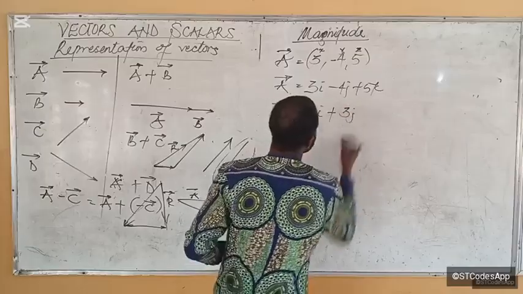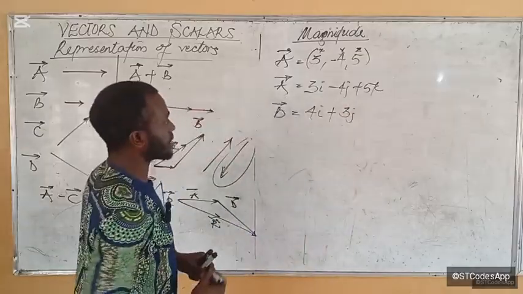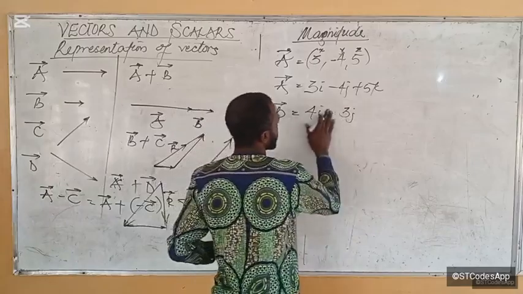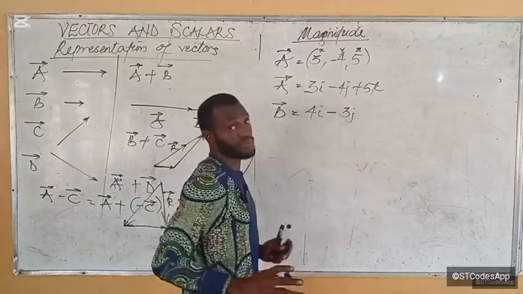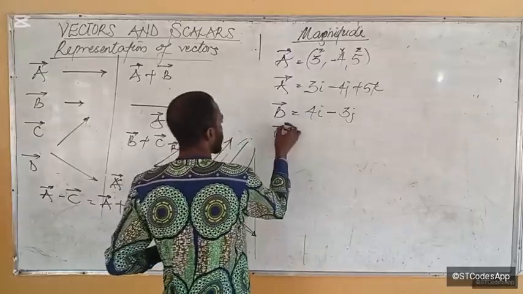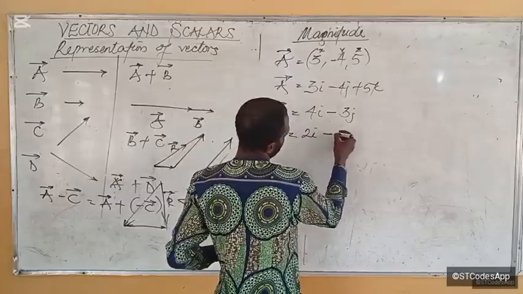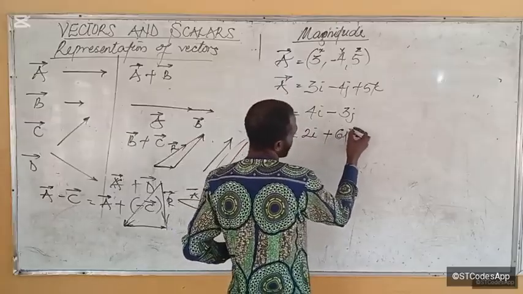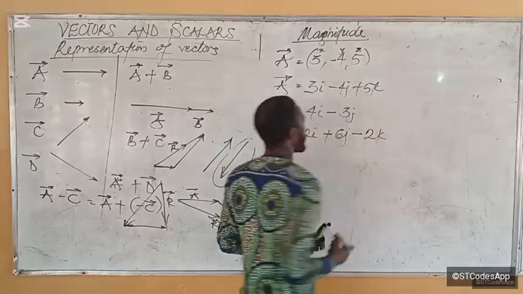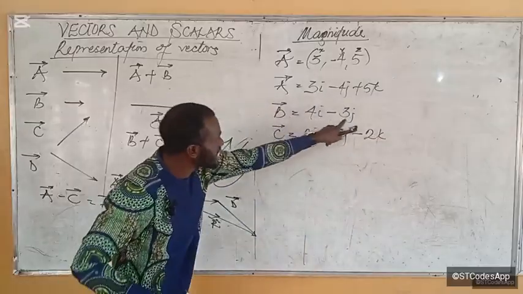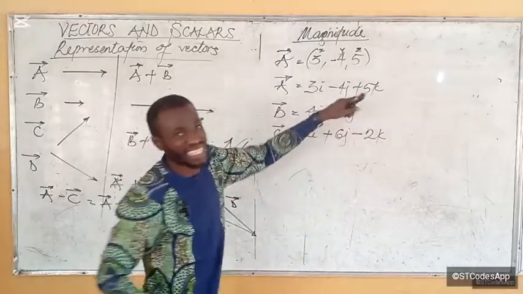So let me put another vector b represented by 4i plus 3j. Now I want to show you something here. I'm going to use only two coordinates here, that's 4 comma minus 3. And a vector c having 2i plus 6j and 2k.